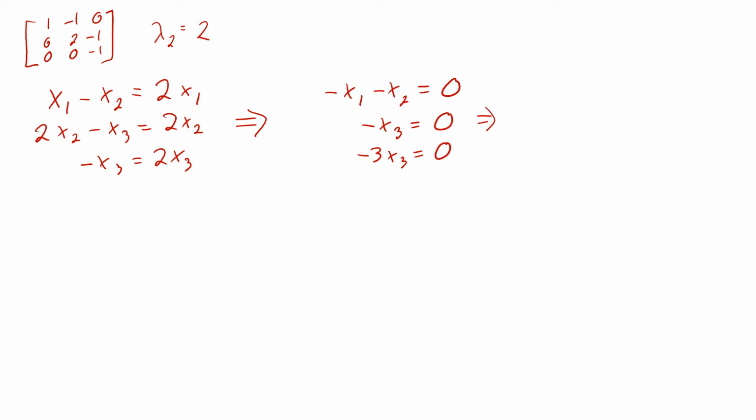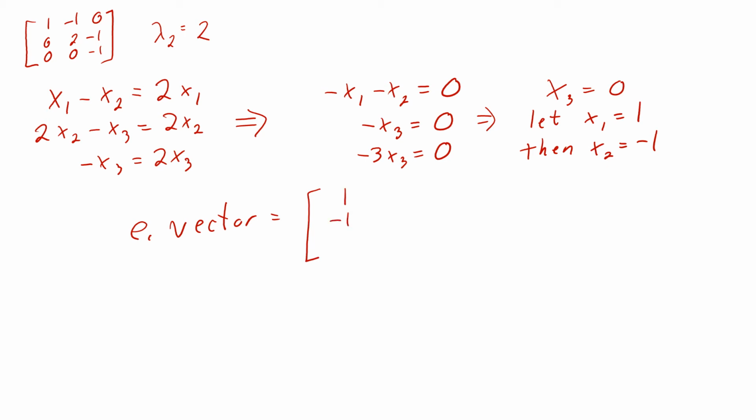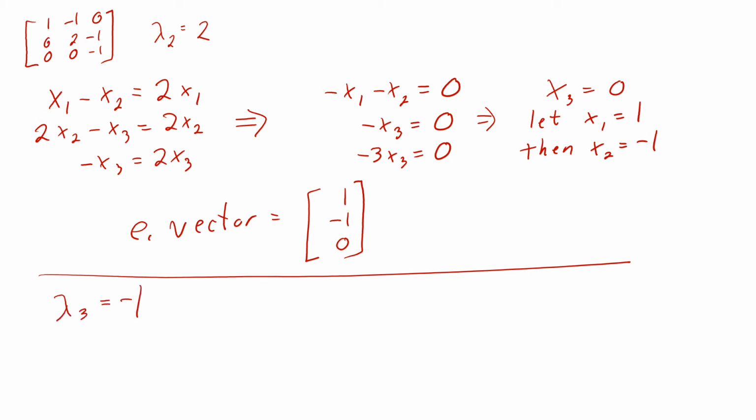So what does this tell us? Well, this tells us that x3 is equal to 0. And then we just have the condition on x1 and x2: we can say let x1 equal 1, then x2 equals negative 1. So my eigenvector is equal to 1, negative 1, 0. And there's an eigenvector for that eigenvalue. Now my last one was lambda 3 equals negative 1. You can try this on your own. Try to find an eigenvector for that eigenvalue.